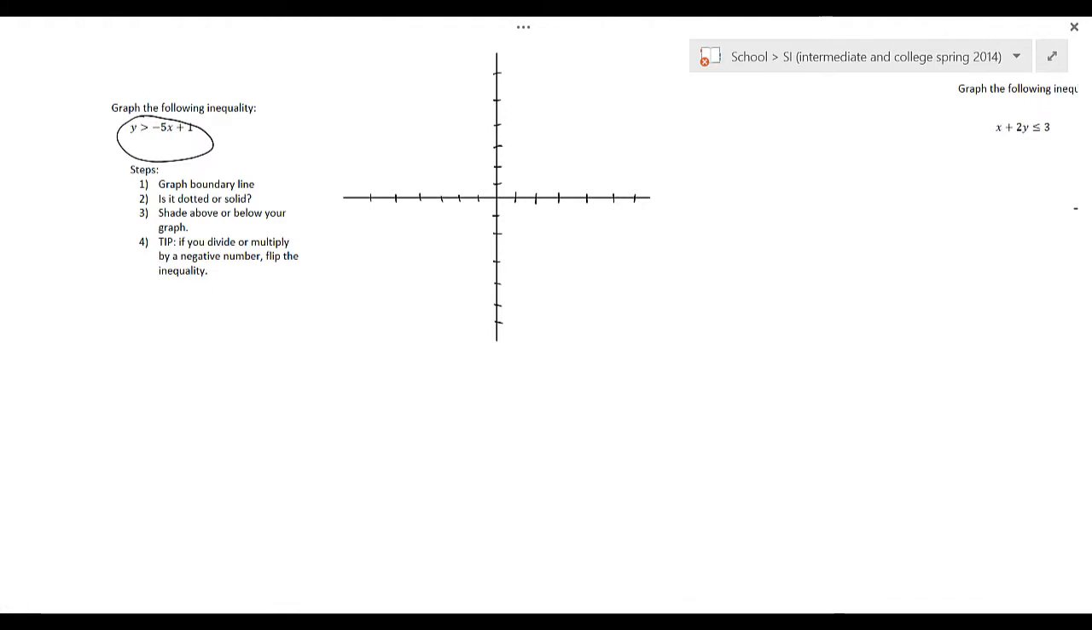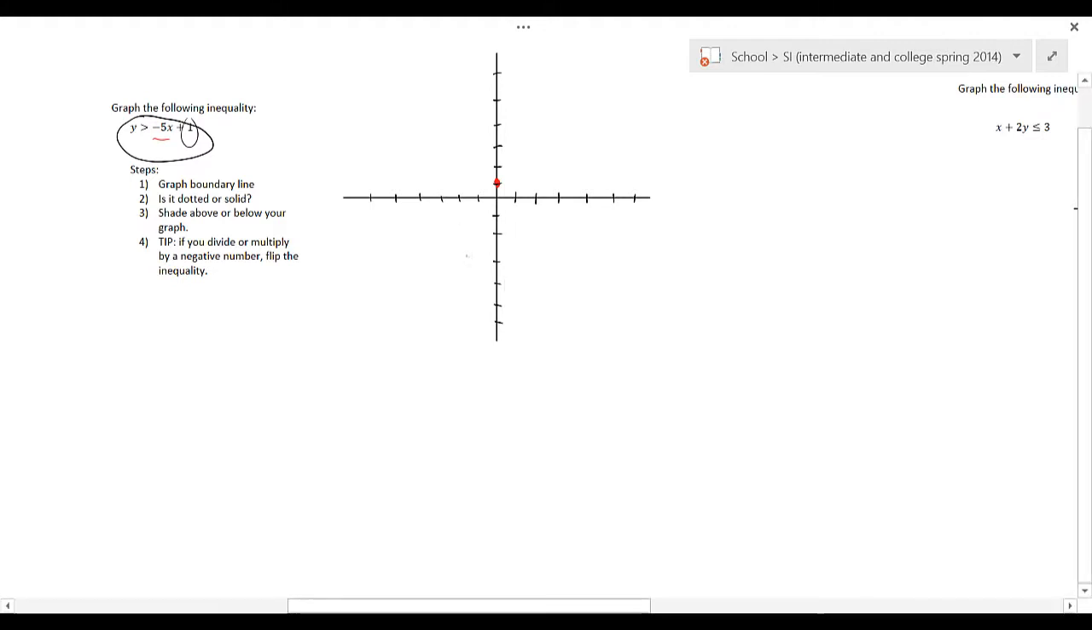So let's get started. We've got y is greater than negative 5x plus 1. I know that the plus 1 is the y-intercept, so I'm going to go ahead and put my first point as the y-intercept, 0, 1. Next, I'm going to use the slope to determine the next point. I know that slope is rise over run. So I'm going to run 1 and go down 5. 1, 2, 3, 4, 5.